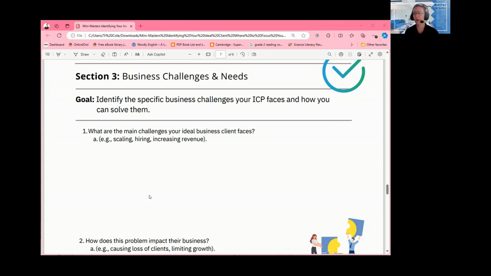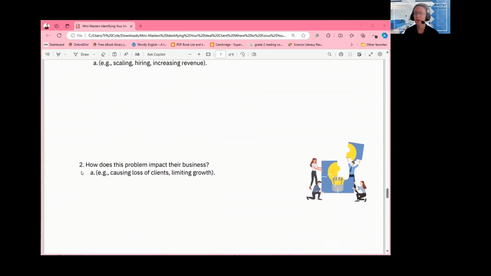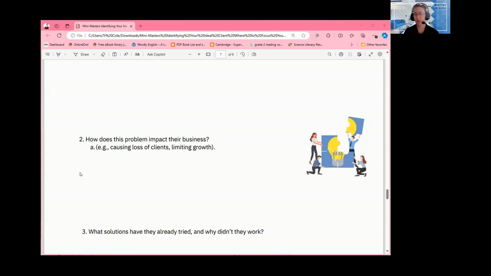Scaling. Are they having a hard time reaching the next level? So what is the problem that they're having? You can apply this to somebody's life journey as well. Are they having a problem reaching a goal? What's preventing them from reaching that goal? What obstacles are they facing? Is it time management, right?